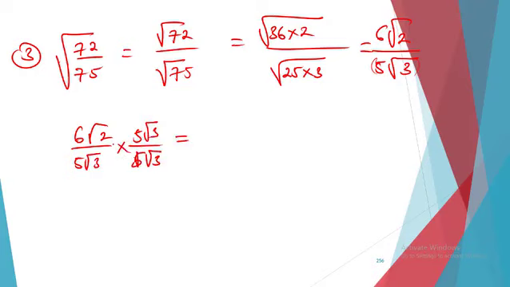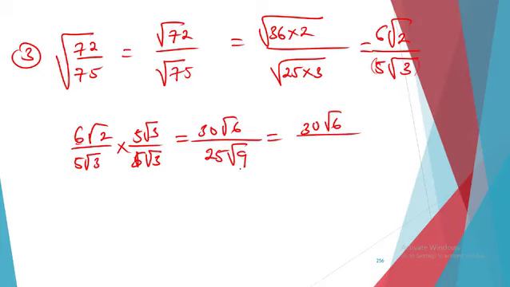So what would that give us? 5 times 6, the ones outside, will give us 30, and then 2 times 3 will give us root 6, all over 5 times 5 is 25. Root 3 times root 3 will give us root 9, and that will give us 30 root 6 all over, square root of 9 is 3, 3 times 25 will give us 75. Now looking at the denominator and 30, 5 can go into 30 to give us 6. 5 can go into 75 to give us 15. We have 6 root 6 over 15.